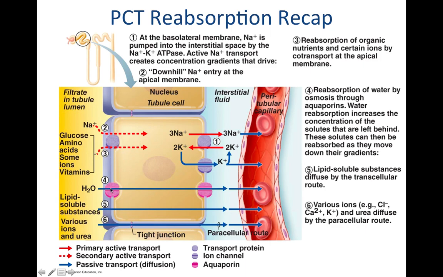Here's an aquaporin on the apical side. Lipid-soluble substances can transport themselves through the plasma membrane without any problem. So you just have straight diffusion, no transporter needed. Remember, lipid-soluble substances normally don't have a problem moving through plasma membranes because the plasma membrane is a lipid bilayer. And so you don't need special transporters for those lipids. And then other ions and urea are able to move through the paracellular route. And so this is a summary of different ways that you can move substances from the tubule into the blood, reabsorption.